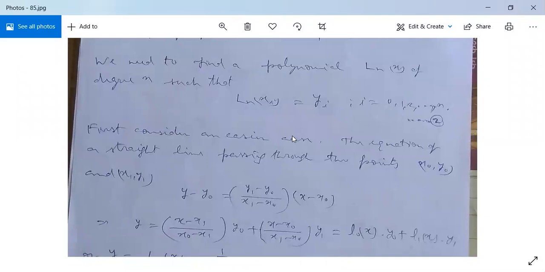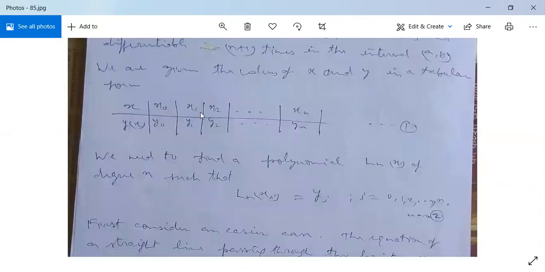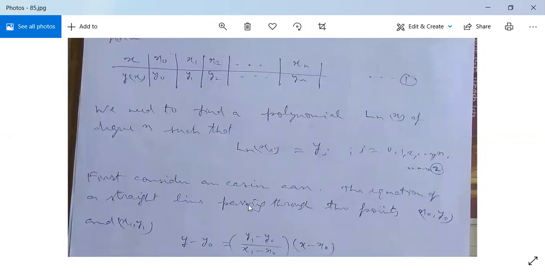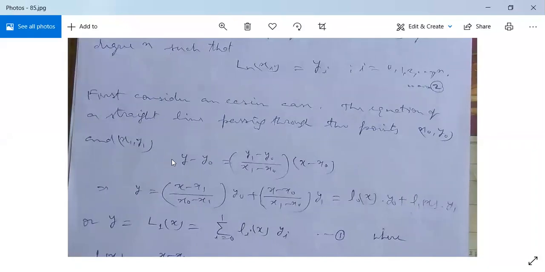First, we consider an easier case, the equation of a straight line passing through two points, (x0, y0) and (x1, y1). We will consider only these first two columns. So the equation of the straight line will be y minus y0 is equal to (y1 minus y0) by (x1 minus x0) into (x minus x0). So y can be written as (x minus x1) by (x0 minus x1) into y0 plus (x minus x0) by (x1 minus x0) into y1 after some manipulation.